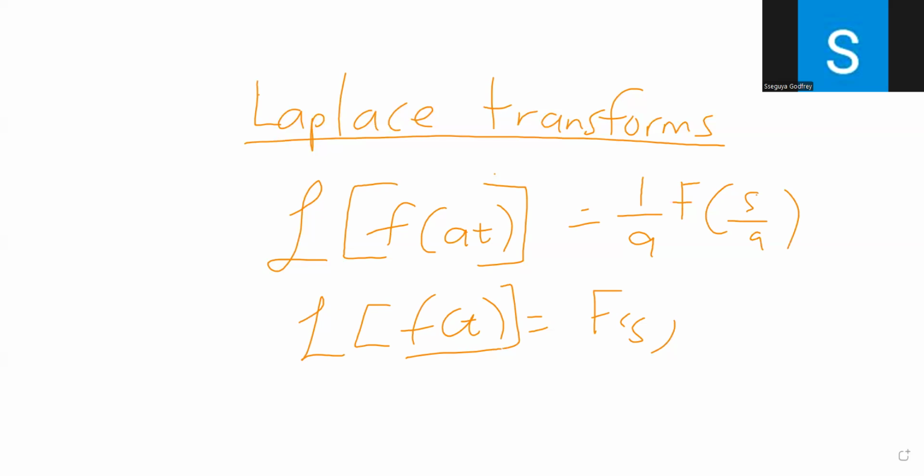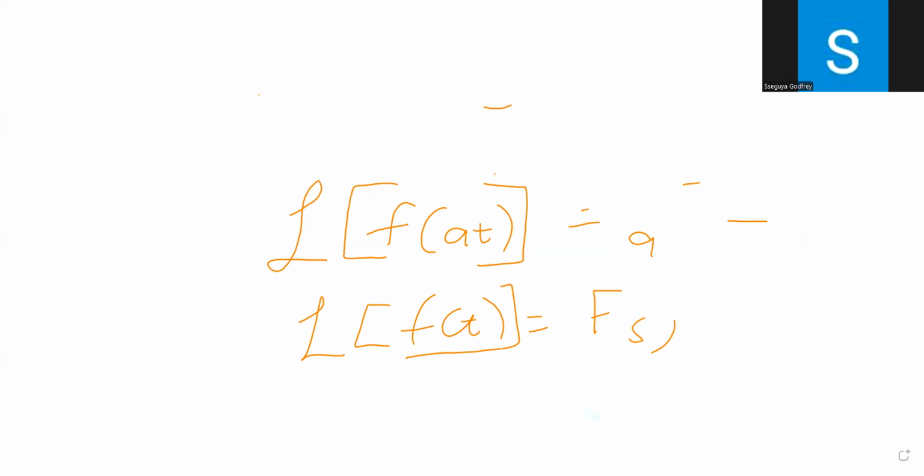Let us go to our examples of Laplace transforms, which will lead us to inverse Laplace transforms. Hope you follow. Now let us practice this.